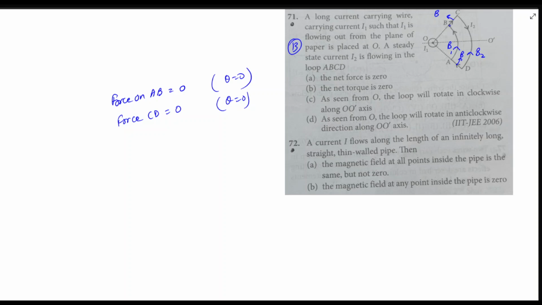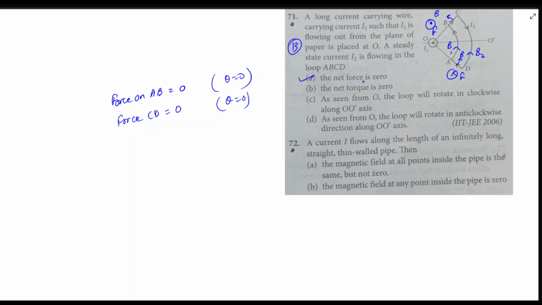Now look at BC. If you use Fleming's left hand rule, the force will be out of the plane. So here force will be like this, and here force will be into the plane. Of course it will be variable, but it will be same for BC and AD, right? The net force you can definitely find, but it will be same for BC and CD. So A option is correct.